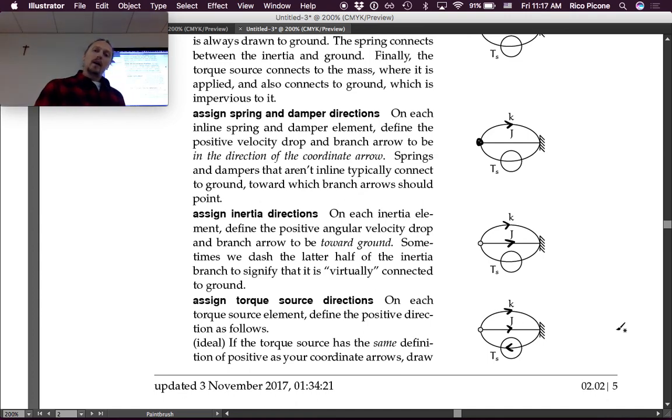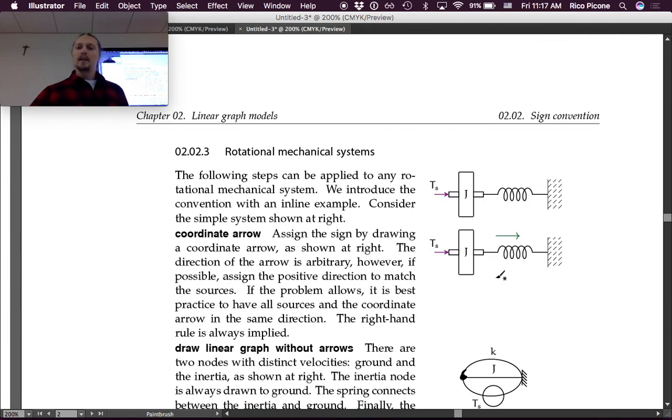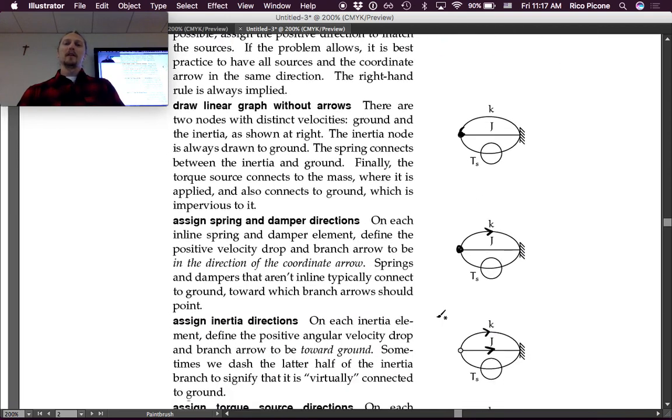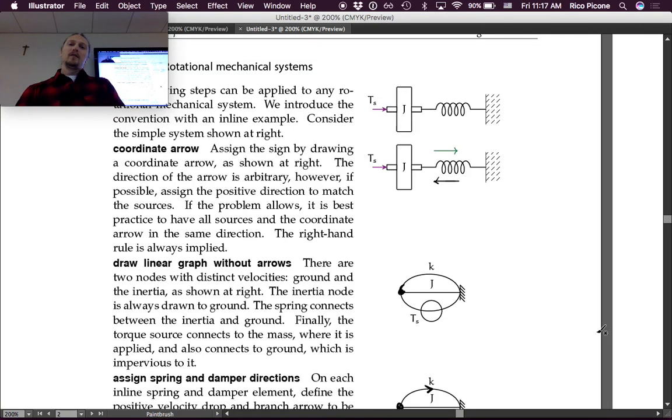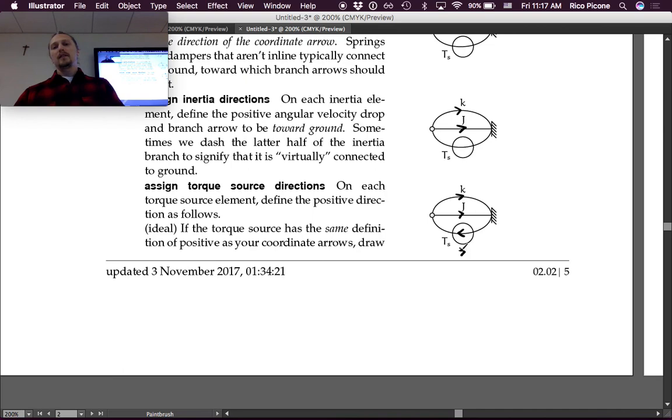If we had drawn our coordinate arrow to the left, then we would have to draw the arrow pointed the other direction, away from the node of application. Okay. So this would instead point this direction. But this is not our coordinate arrow because we did not do that. All right.